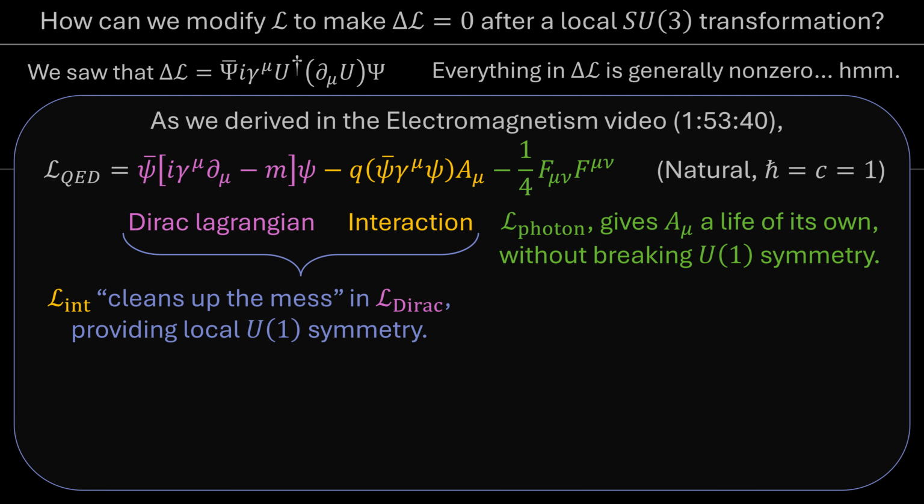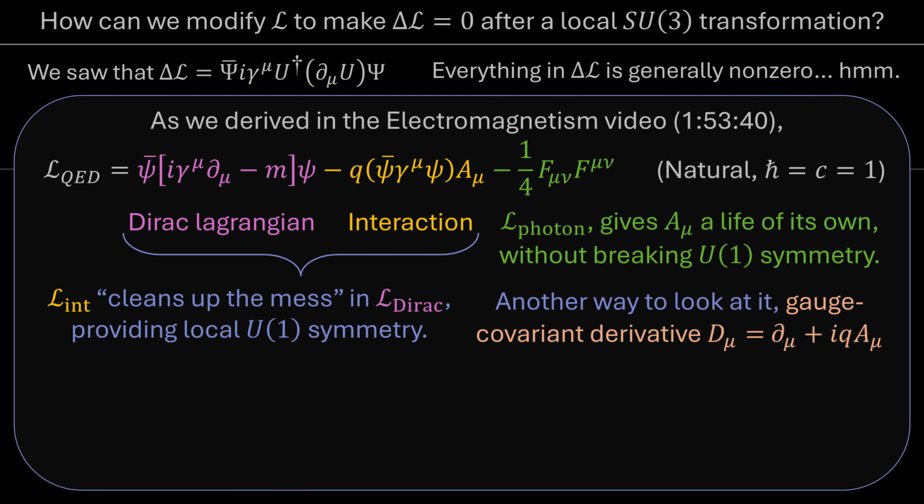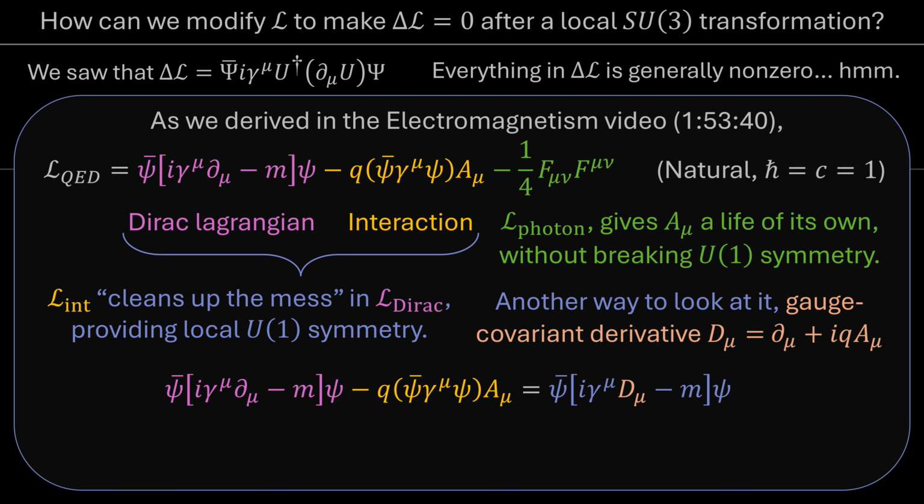But now if we want to, there's also another way to look at it, which is to define this concept of a gauge covariant derivative. We can define that as D mu equals partial mu plus i q A mu, where i is the imaginary unit, q is the coupling constant, in this case the electric charge, and A mu is the gauge field. And one of the reasons it's helpful to think in terms of the gauge covariant derivative is that it lets us write both the Dirac Lagrangian and the interaction term in one simple modified Dirac Lagrangian.